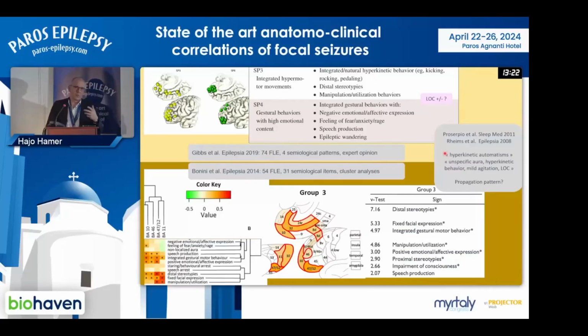They didn't focus on propagation. They focused on motor signs, hyperkinetic signs during the seizure. And they said when the seizure onset zone was in the frontal polar area, they called it hyperkinetic automatisms or hyperkinetic behavior, mild agitation, and a loss of consciousness. It was a left frontal polar seizure onset zone.